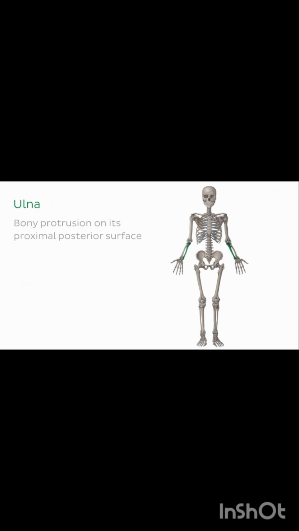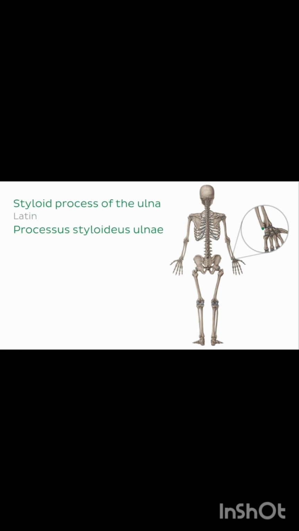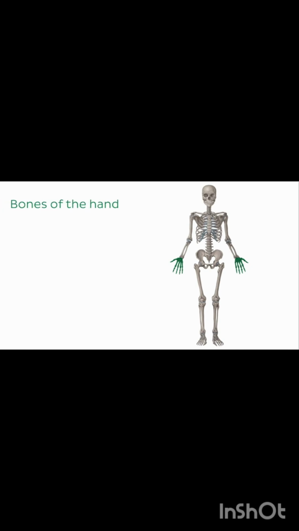It has a bony protrusion on its proximal posterior surface, which we can see if we flip our skeleton over. This protrusion is known as the olecranon and can be easily palpated at the elbow. Like the radius, the ulna also articulates with the bones of the wrist distally, and possesses a bony projection on its distal posterior surface, which is known as the styloid process of the ulna. Now let's move on to the bones of the hand.